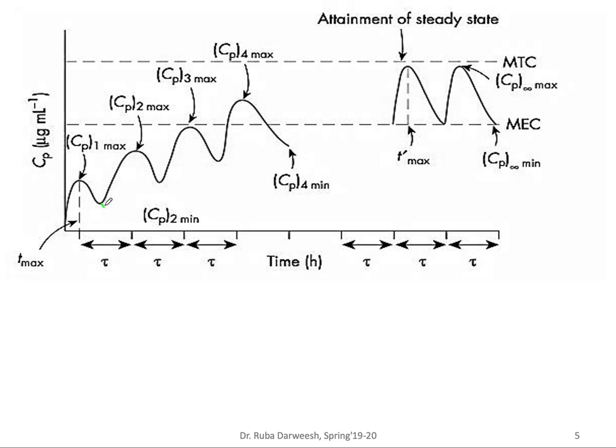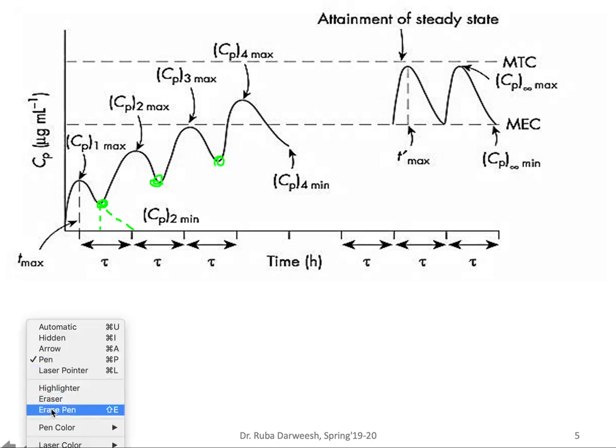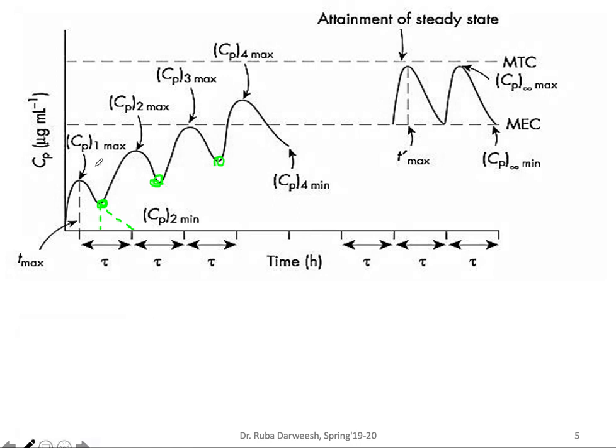You are not waiting for full elimination of your drug. Again, we are taking the second dose before the full elimination of the drug. That's why we have the minimum concentration at each dose increasing with time as a result of that. And the maximum concentration is also increasing with time until we reach a point in which we have the steady state.